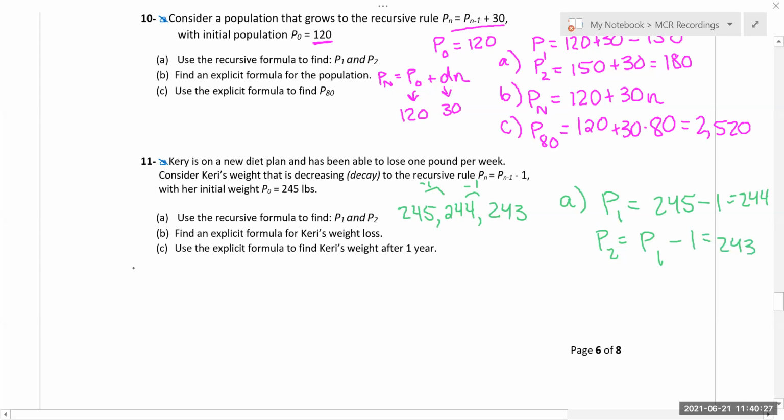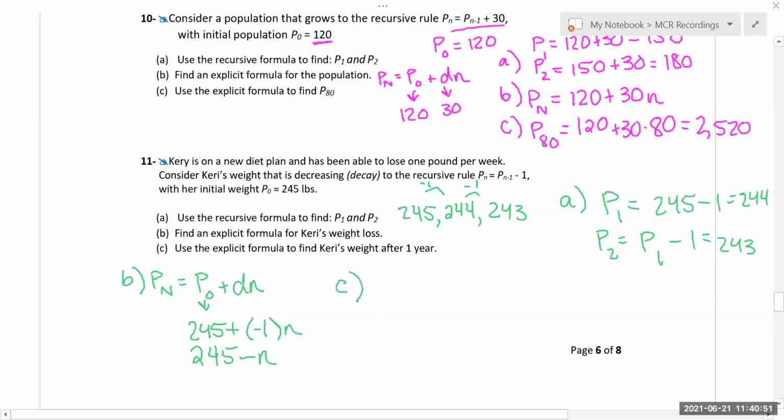For B, the explicit formula is PN equals P0 plus DN. And if you write it enough, you really will start to remember it. P0 is 245, D is minus 1. So I'm going to rewrite this as 245 minus N. It's N times 1, but that negative in there is going to decrease us.